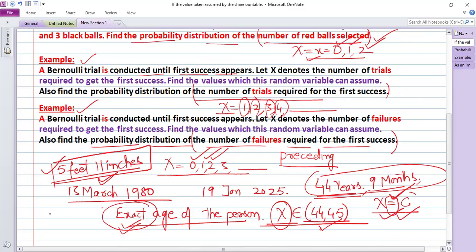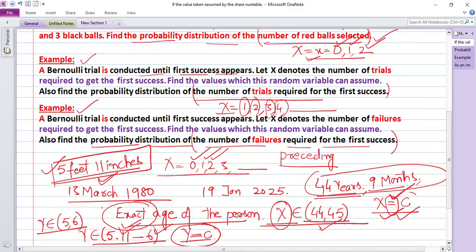So, what will be the most accurate answer? The exact height, suppose I denote it by the random variable y, will be that it lies between 5 feet 11 inches and 6 feet. So even here, we can't say that the exact height of the person, which we are denoting by random variable y, is discretely or exactly equal to some constant c. We can't say this. So time, height, length, weight, and temperature are some examples of continuous random variables.